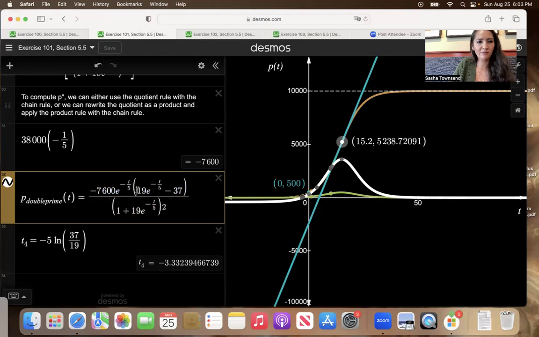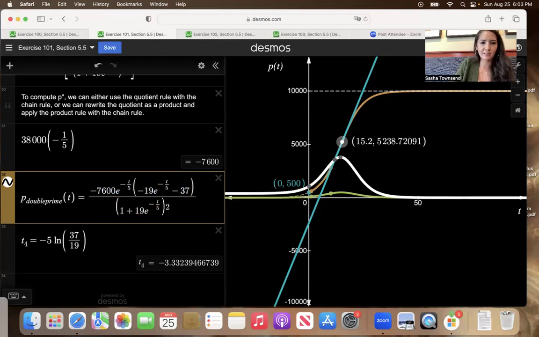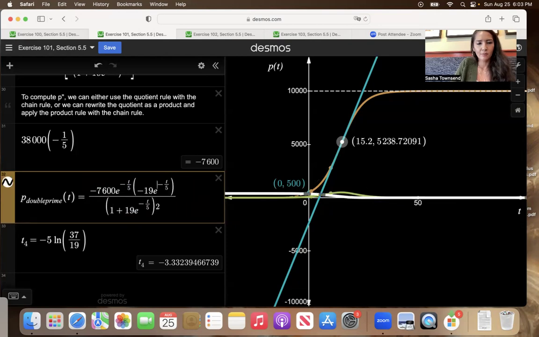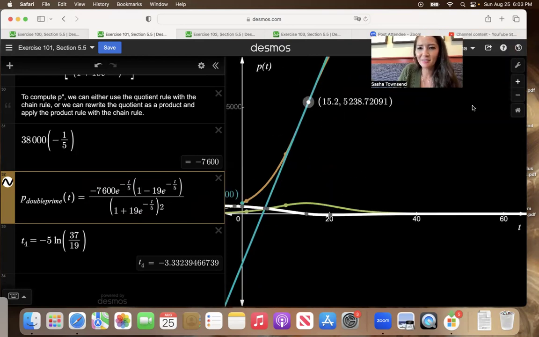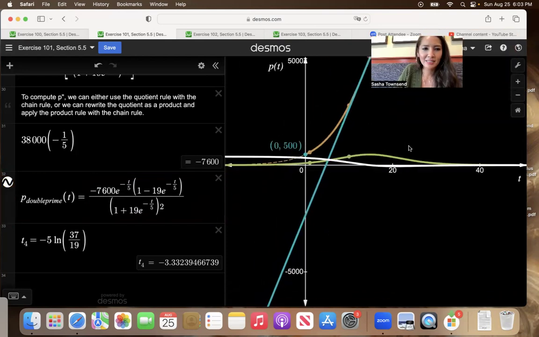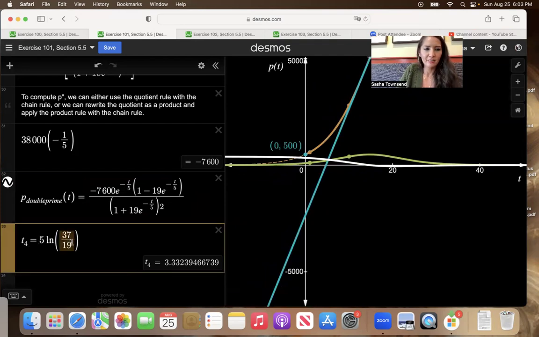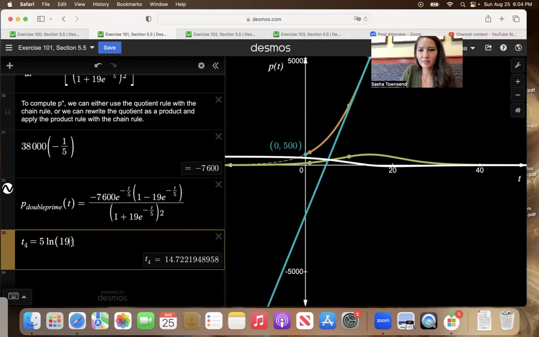Okay, so this is our simplified p double prime, which was incorrect because I forgot that exponential factor. The exponential should have a coefficient of negative 19, and then we're adding 1 to that. So this is actually what our p double prime looks like. And if we zoom in, we can see that it equals 0 at 5 times natural log of 19.